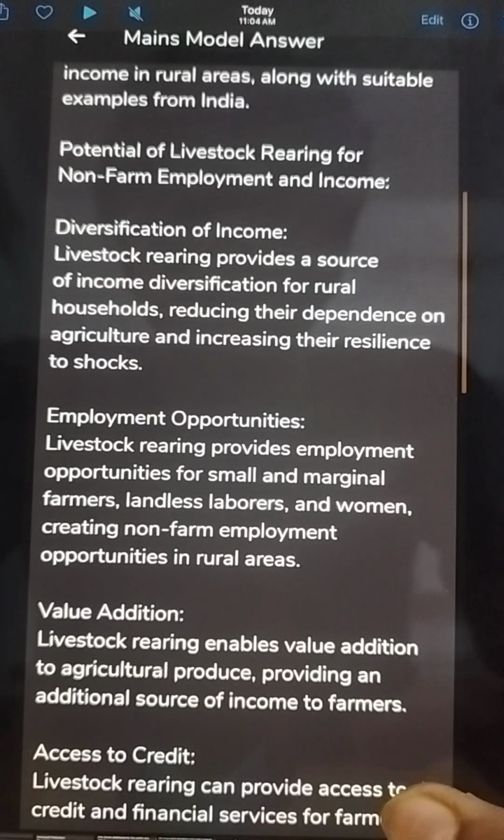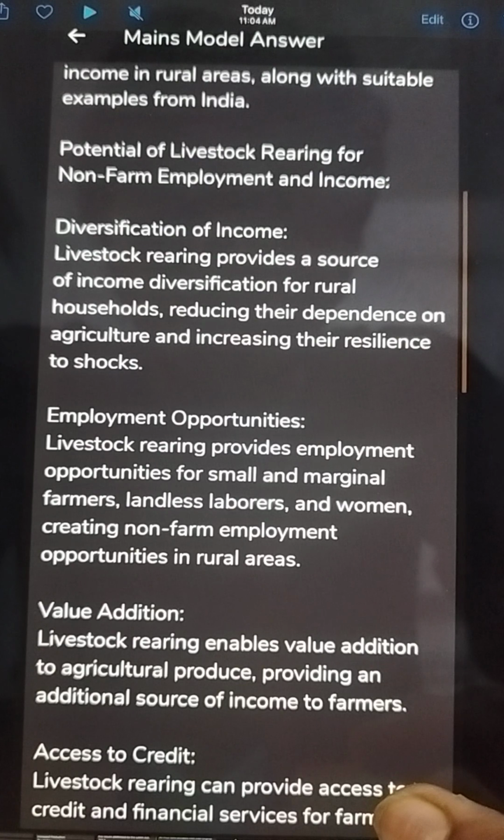Potentials of livestock rearing for non-farm employment and income. First is diversification of income. Livestock rearing provides a source of income diversification for rural households, reducing their dependence on agriculture and increasing their resilience to shocks. Second is employment opportunities.